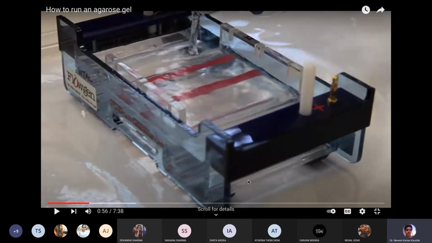So here you are seeing that the buffer is flooded over your gel. So the gel is completely dipped inside your buffer. Okay. So this is how you need to do it.